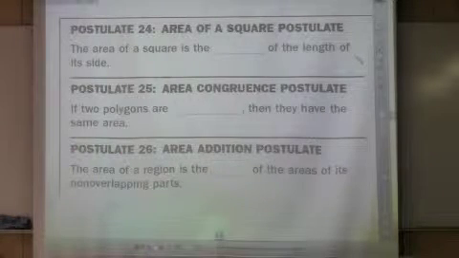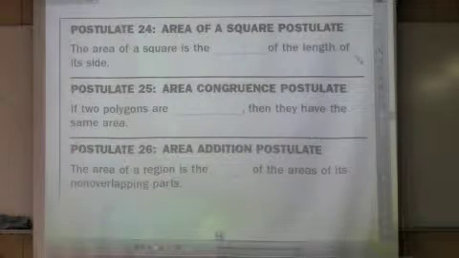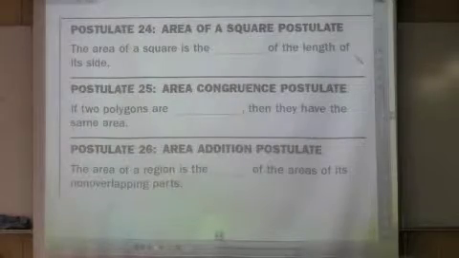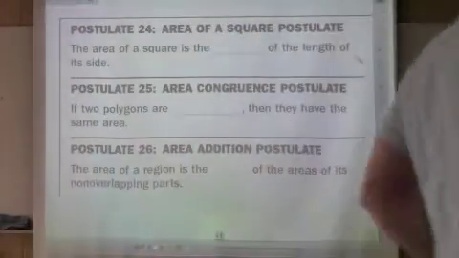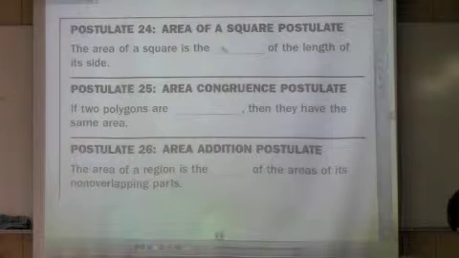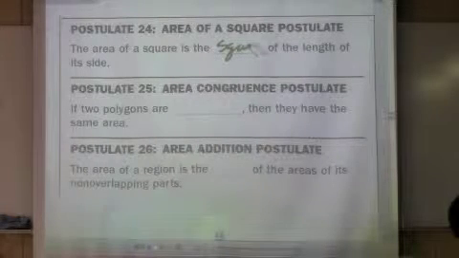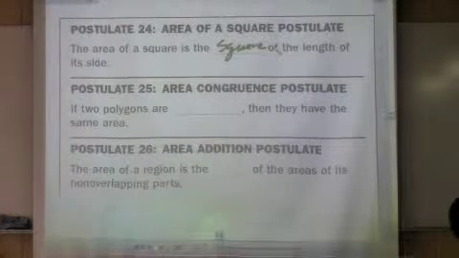There's a whole bunch of postulates that go in here. Remember, postulates we don't have to prove, which should be a little small celebration in your world, right? Area of a square postulate. The area of a square is the square of the length of its sides. Of course, you just take length times width.